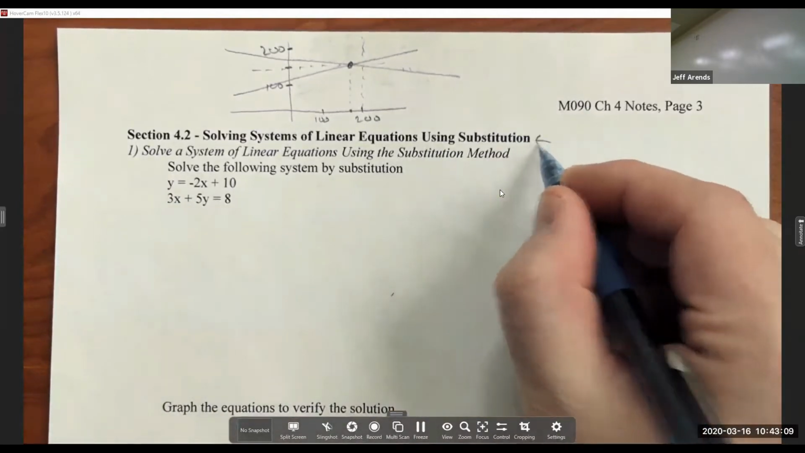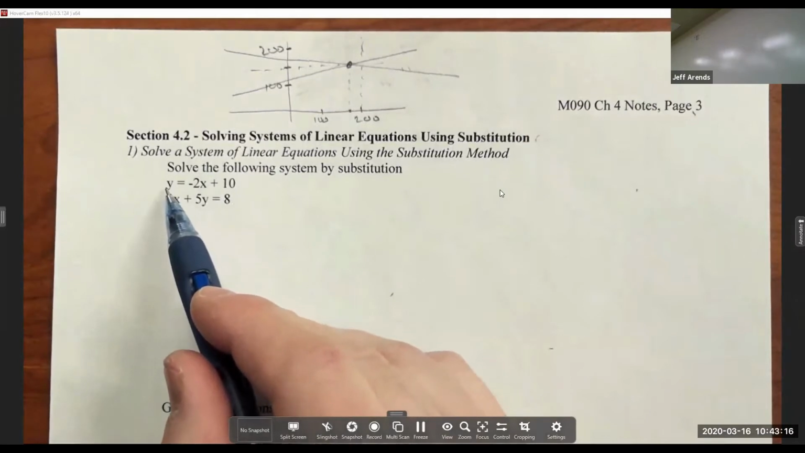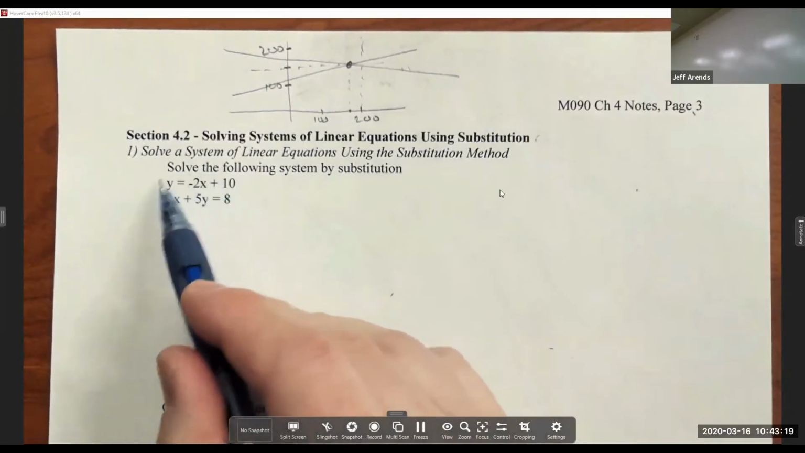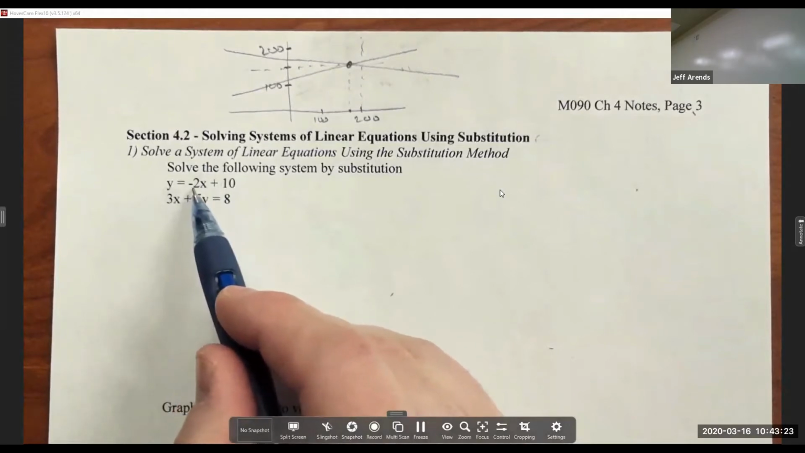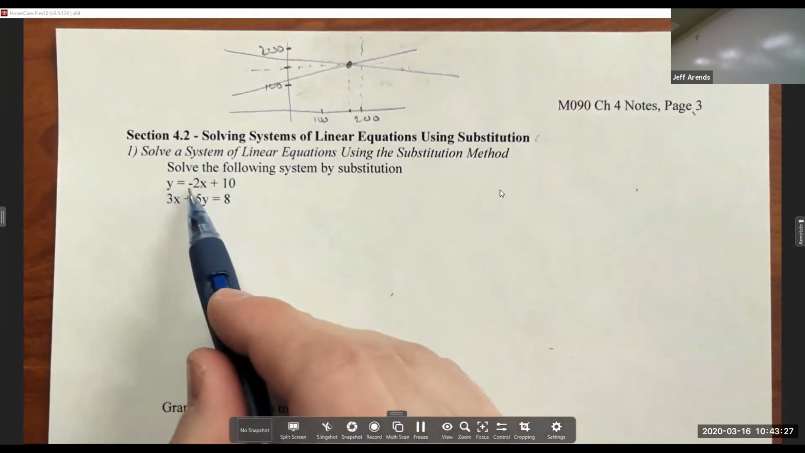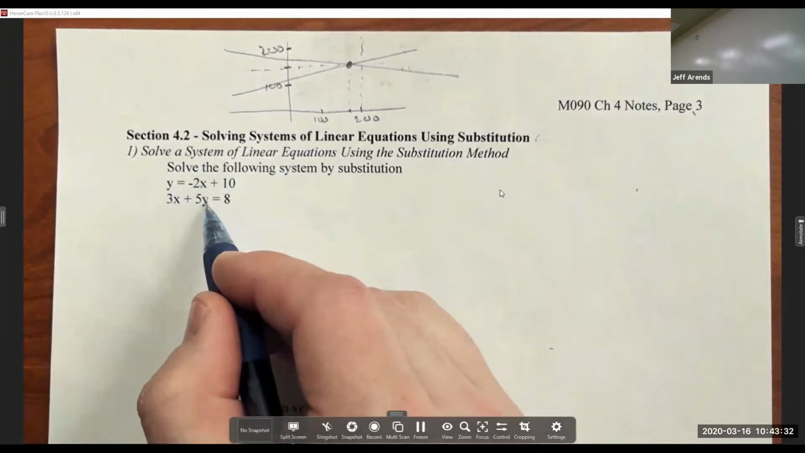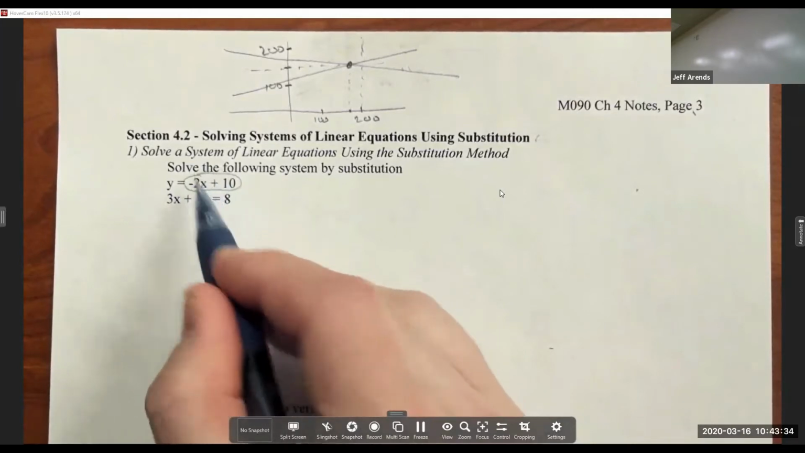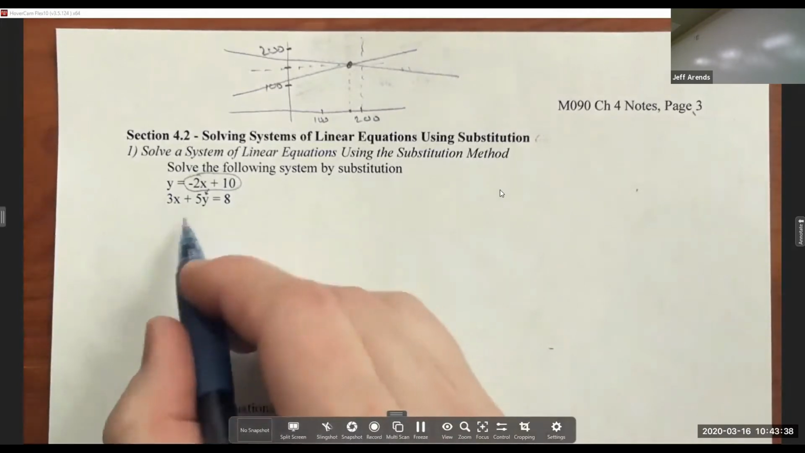So since this first equation is solved for y, that means wherever I see a y, I could replace it with negative 2x plus 10. If this statement needs to be true, then y must be the same thing as negative 2x plus 10, which means in the second equation, I can see a y right there. So that negative 2x plus 10 is going to take the place of the y in the second equation.